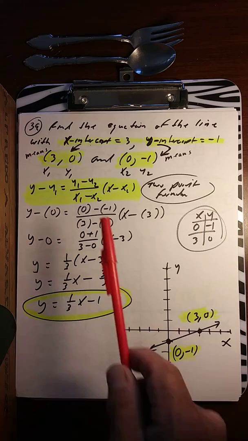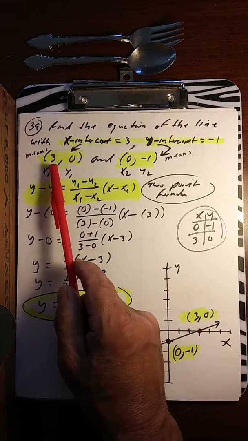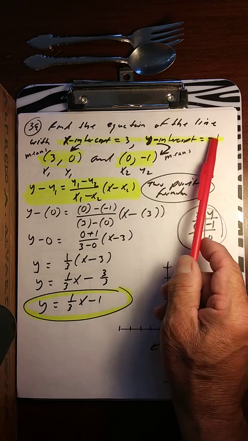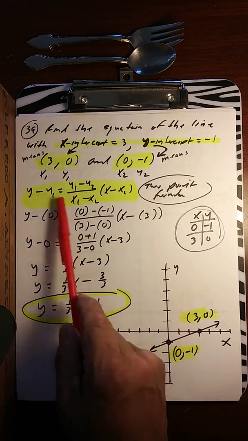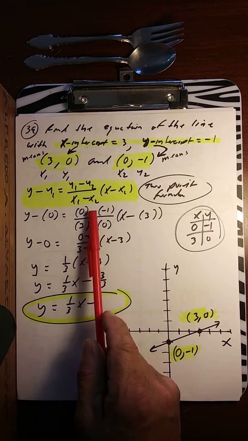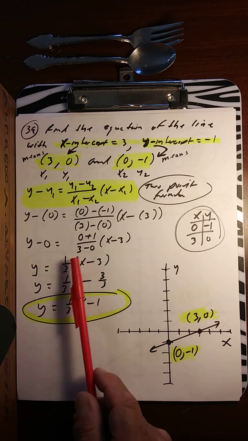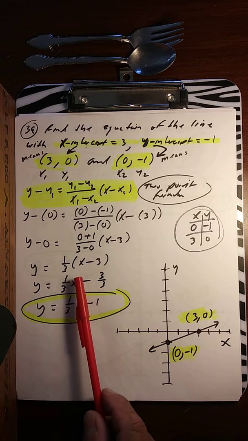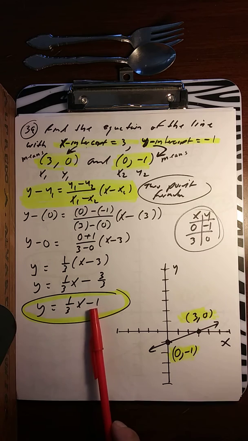Find the equation of the line with x-intercept 3, y-intercept negative 1. So x-intercept means 3, 0 is the point there. Y-intercept means 0, negative 1 is the point there. So put these two points, x1, y1, x2, y2, in the formula. Now you have 0 minus negative is plus 1, over 3 minus 0. So you have 1 over 3 times this. That's going to be 1/3 x, and then minus 1, which is y equals 1/3 x minus 1.